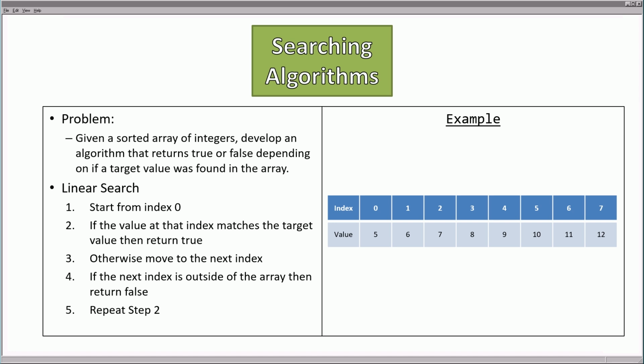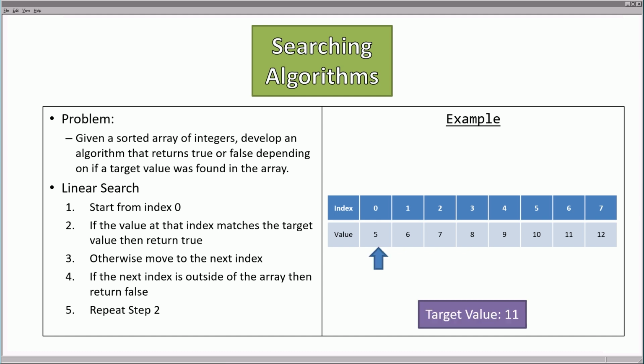And for argument's sake, here is our problem. Given a sorted array of integers, we need to develop an algorithm that returns true or false, depending on if a target value was found in that array. One approach to this is what's called linear search. Basically, if we start from index 0, we scan through every index, and if we find that value we're searching for, we return true, but if we don't, we return false.